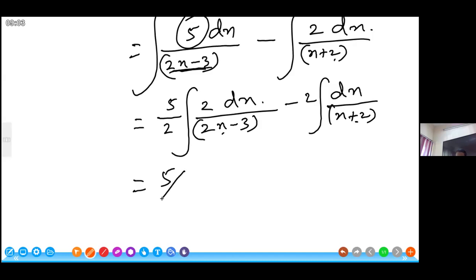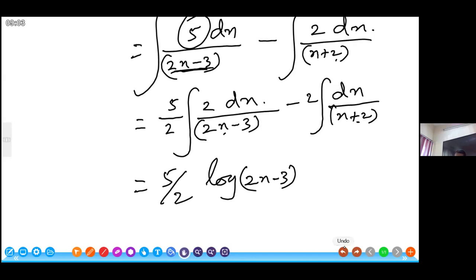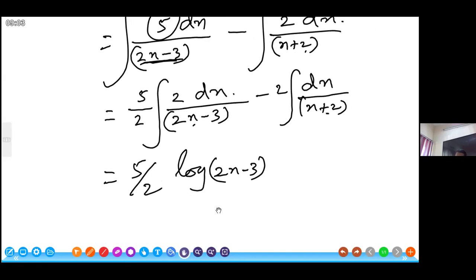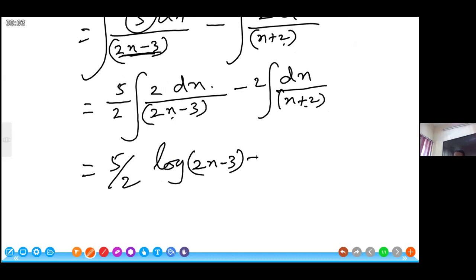That is equal to 5 by 2 log of (2x minus 3), minus 2 log of (x plus 2), plus c. That is how you get the answer. As a homework, you can try this.